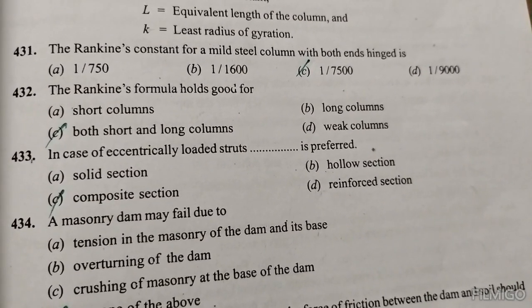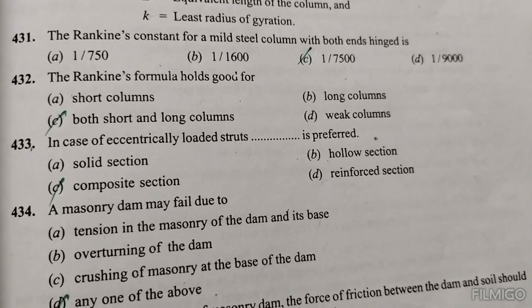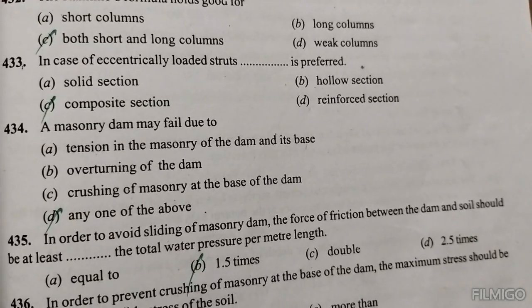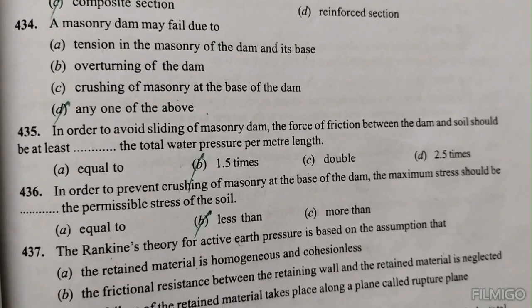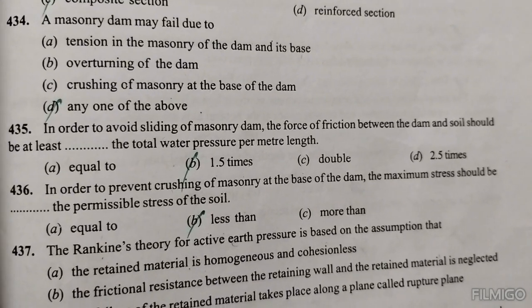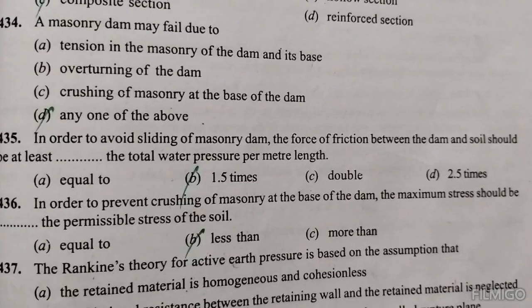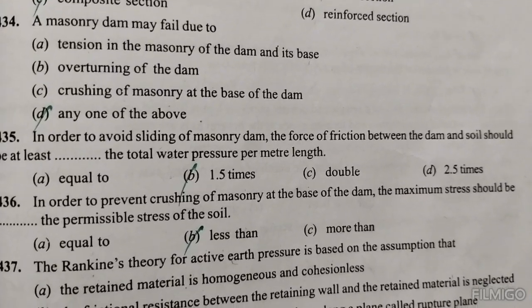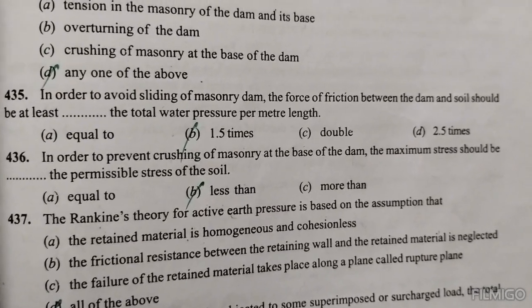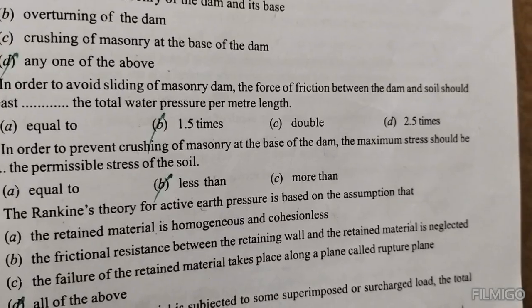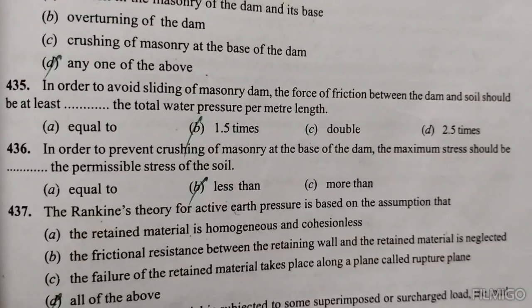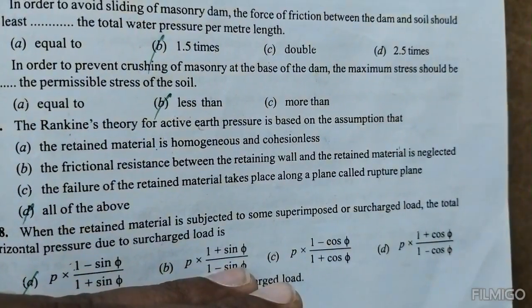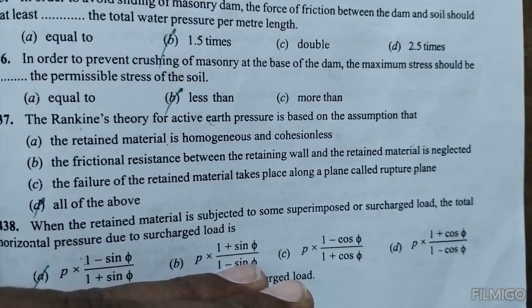In the case of an eccentrically loaded strut, a composite section is preferred. A masonry dam may fail due to any one of the above. In order to avoid sliding of a masonry dam, the force of friction between dam and soil should be at least 1.5 times the total water pressure per meter. In order to prevent crushing of the masonry base of a dam, the minimum stress should be less than the permissible stress of the soil. Rankine's theory for active earth pressure is based on the assumption that all of the above.